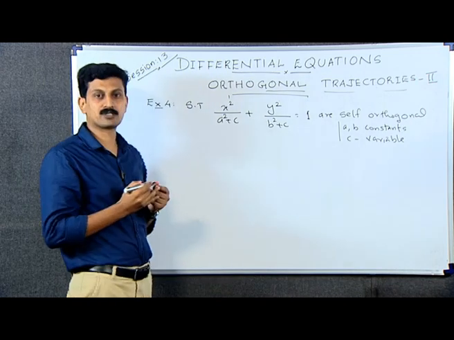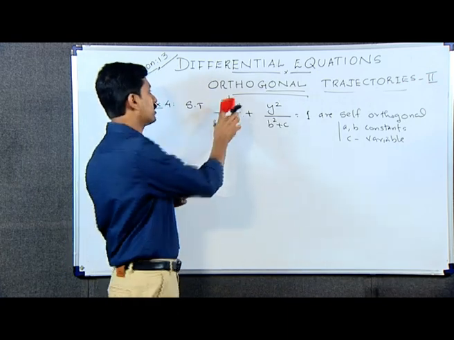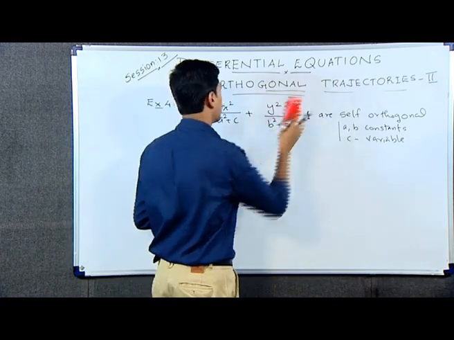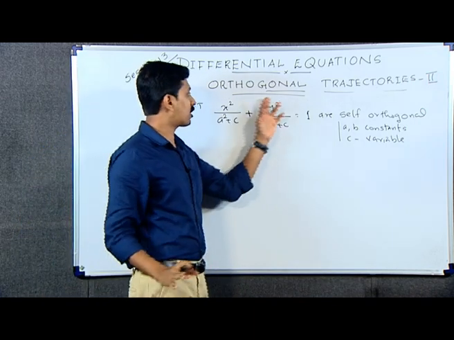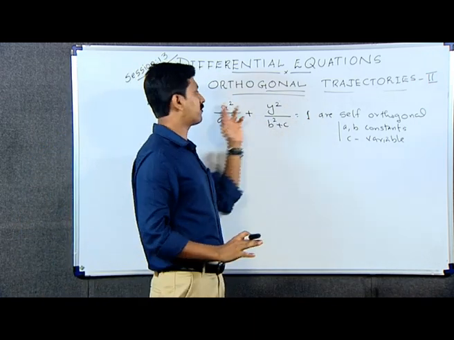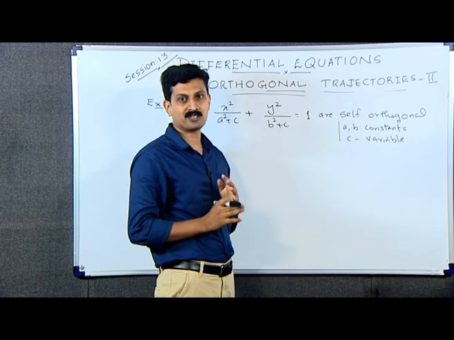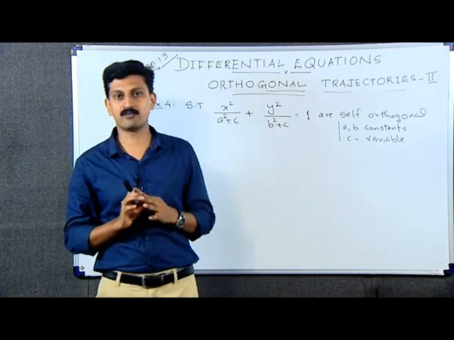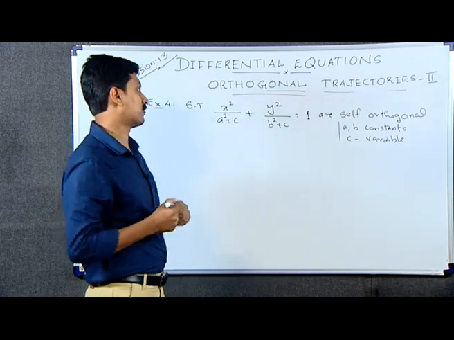See here in this question we have to show that this is an equation of ellipse. We have to show that this is self orthogonal. That means the orthogonal trajectory of this family of ellipses is the same family itself. So, it is enough to find the differential equation corresponding to this family of ellipses.